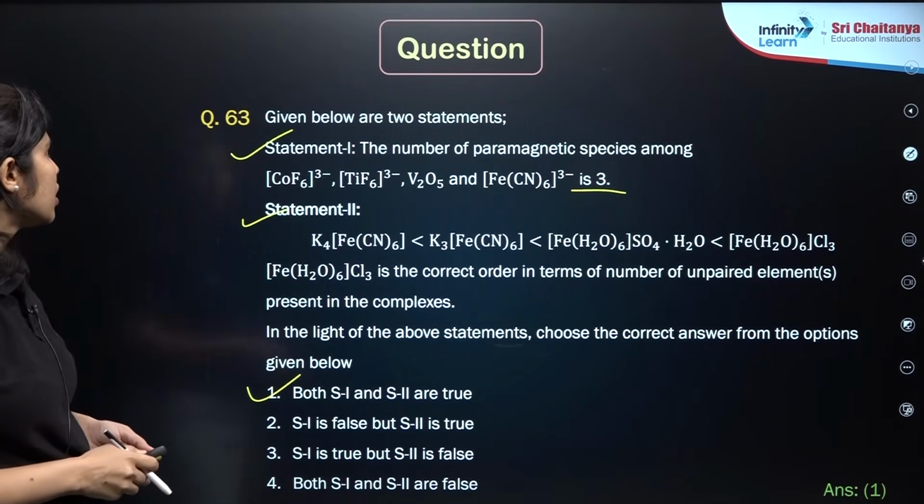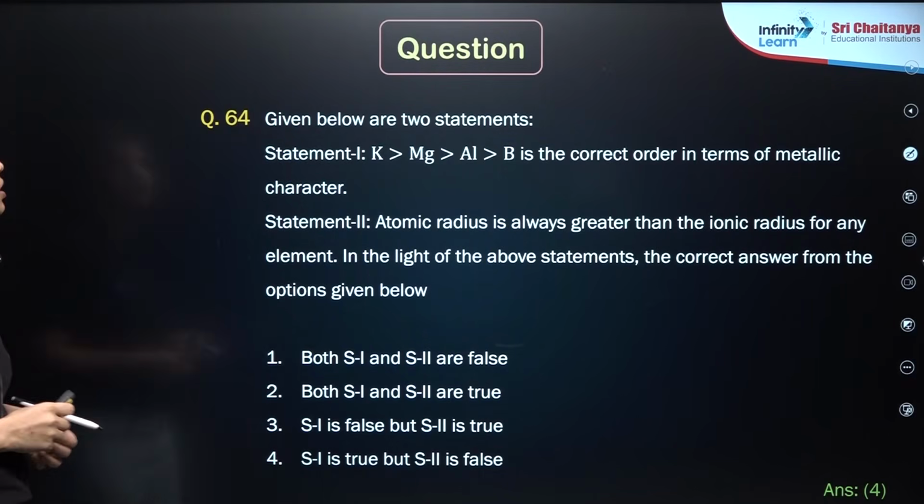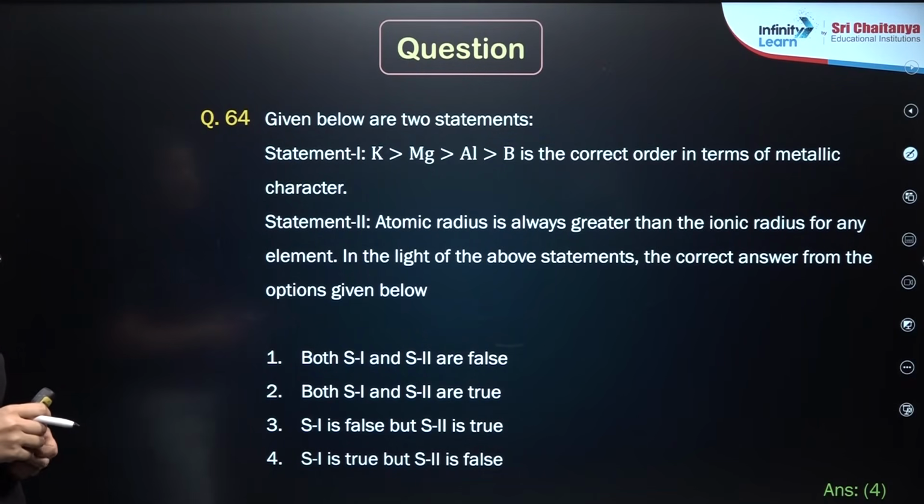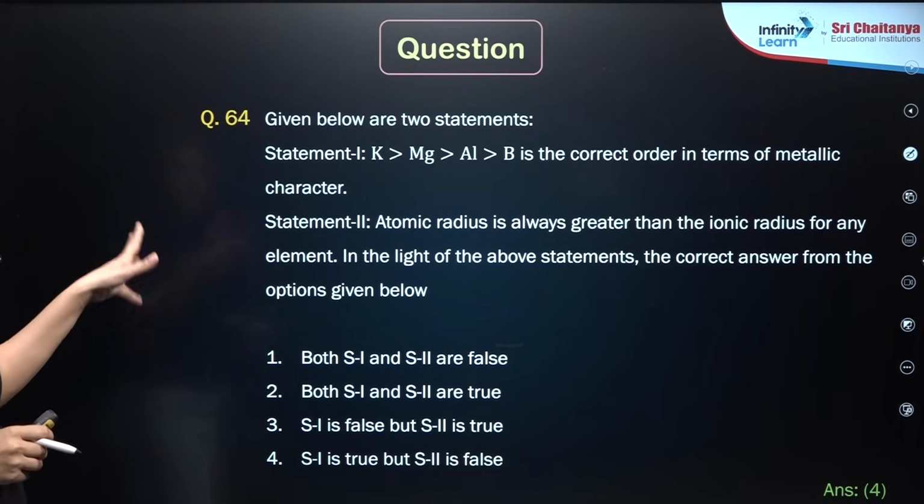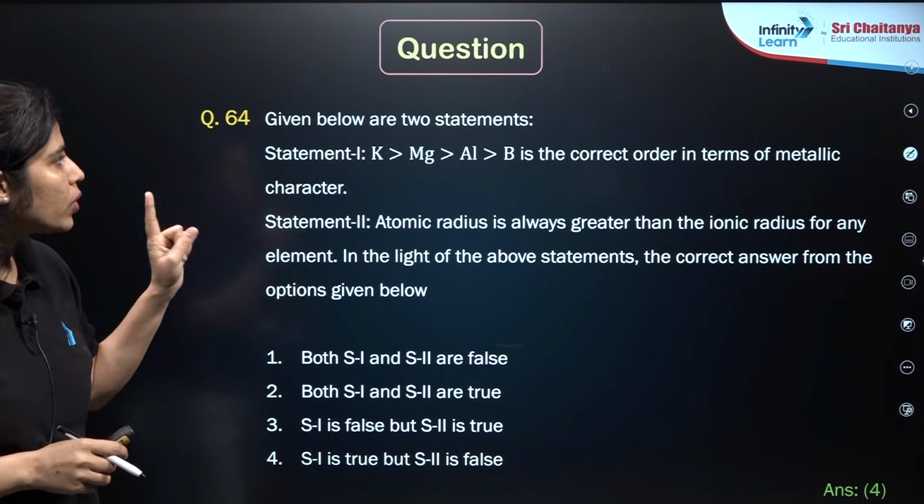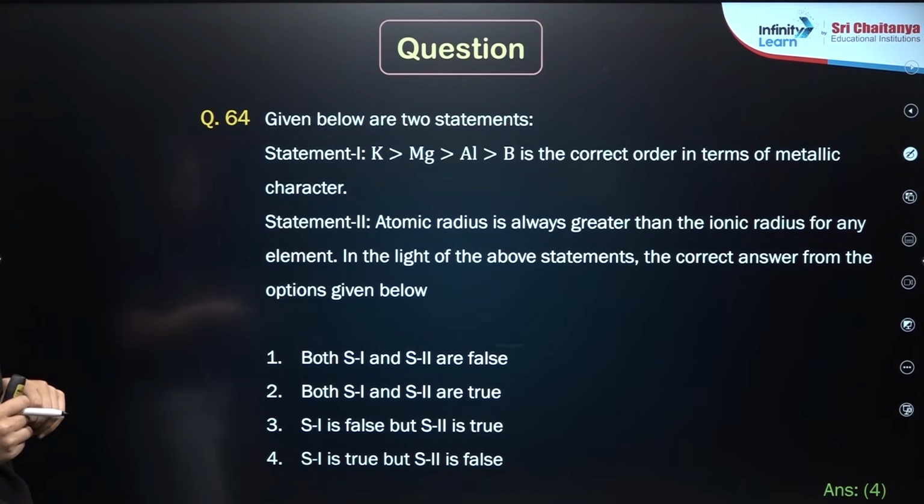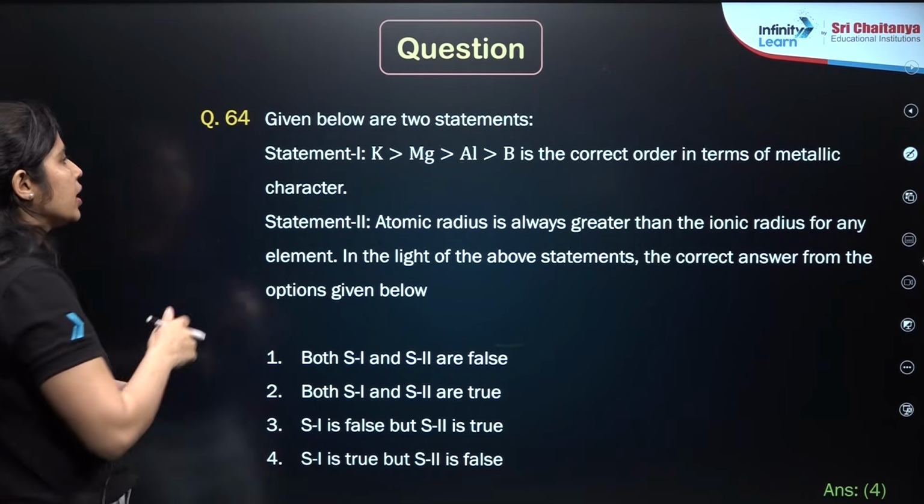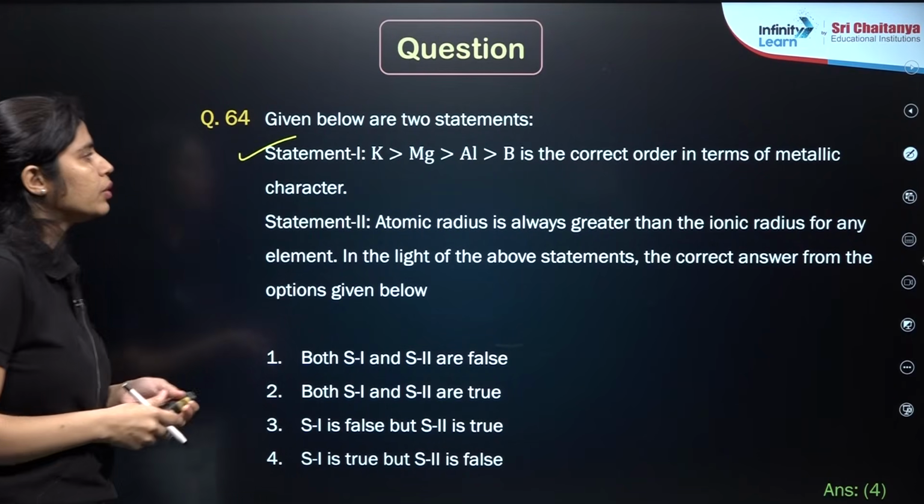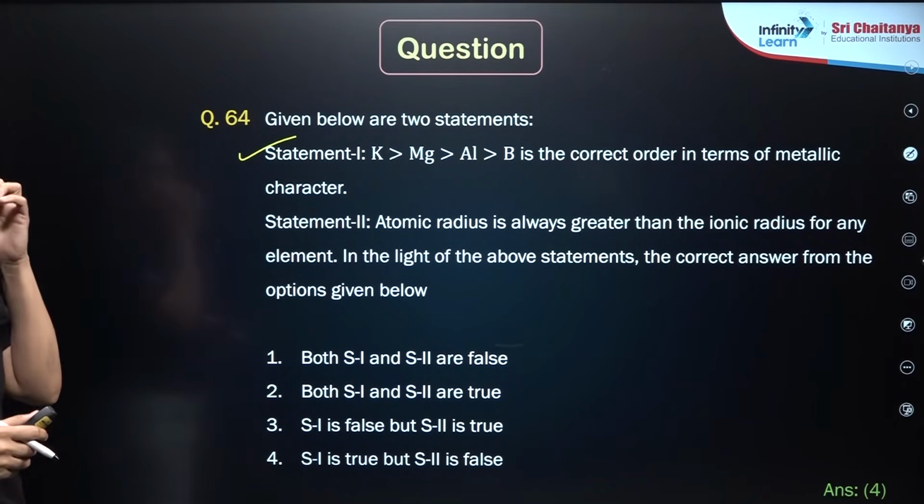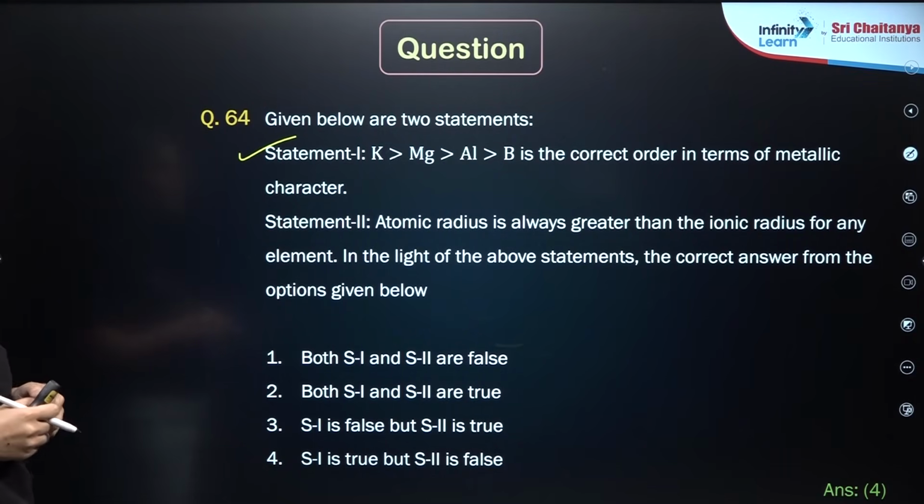Answer is A. Question number 64. Given below are 2 statements: potassium is more than magnesium, aluminium, boron is the correct order in terms of metallic character, which is absolutely correct, no problem at all, right? Of course, we are looking at down the group as well as across the period over here.